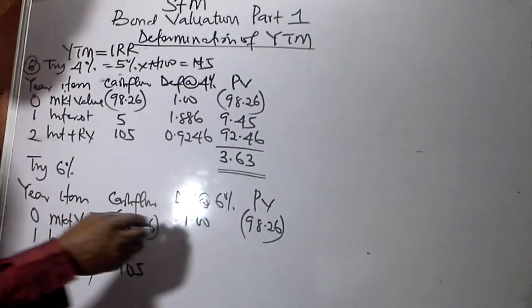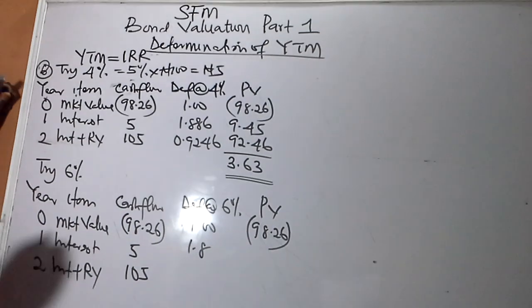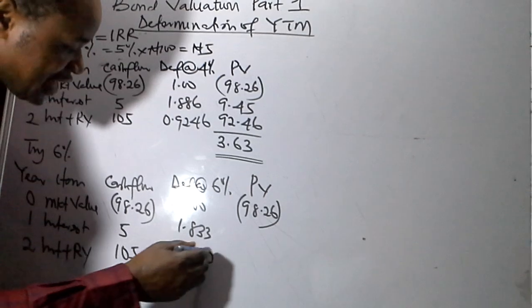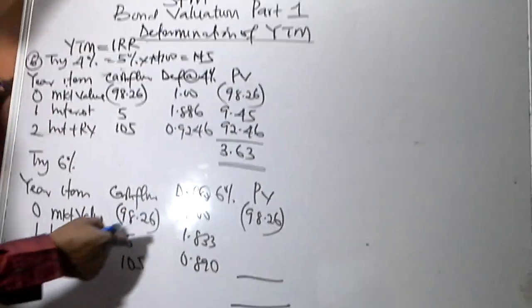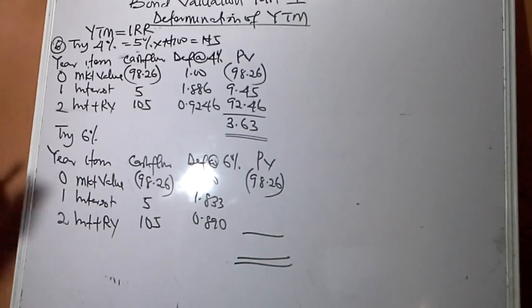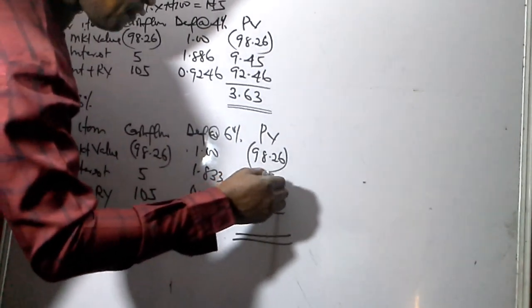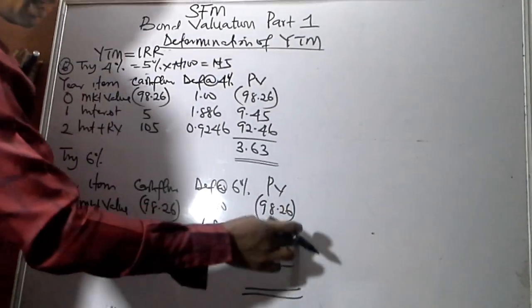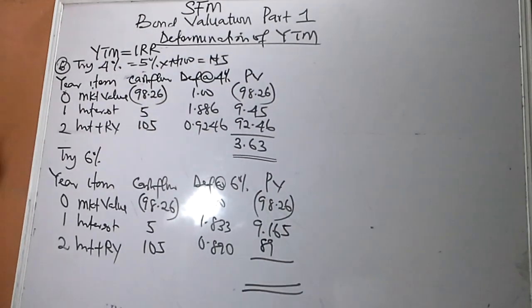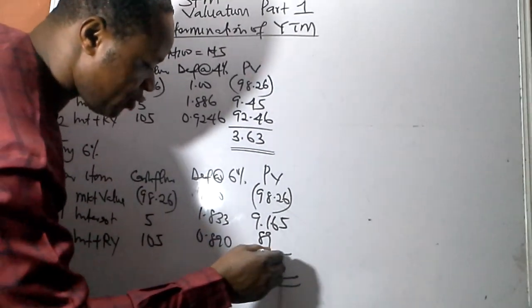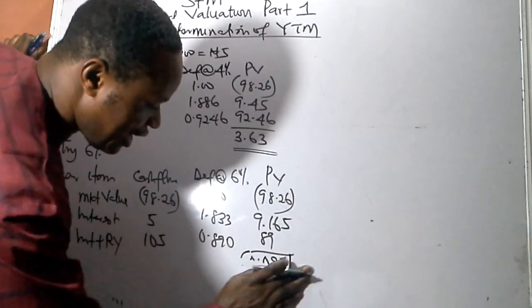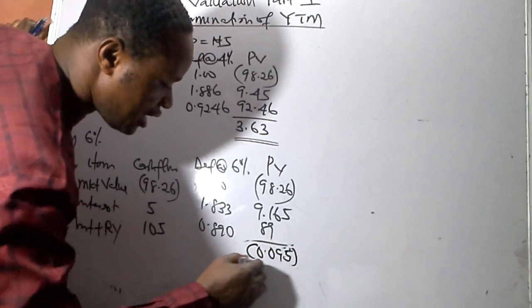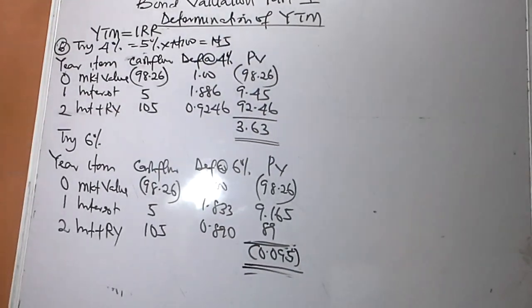So here I have now 1.833. I have 0.890. So this times this, I have 9.165. This times this, I have 89. If you add this together and less this, you will have a negative 0.095. So now I have a negative and a positive NPV.